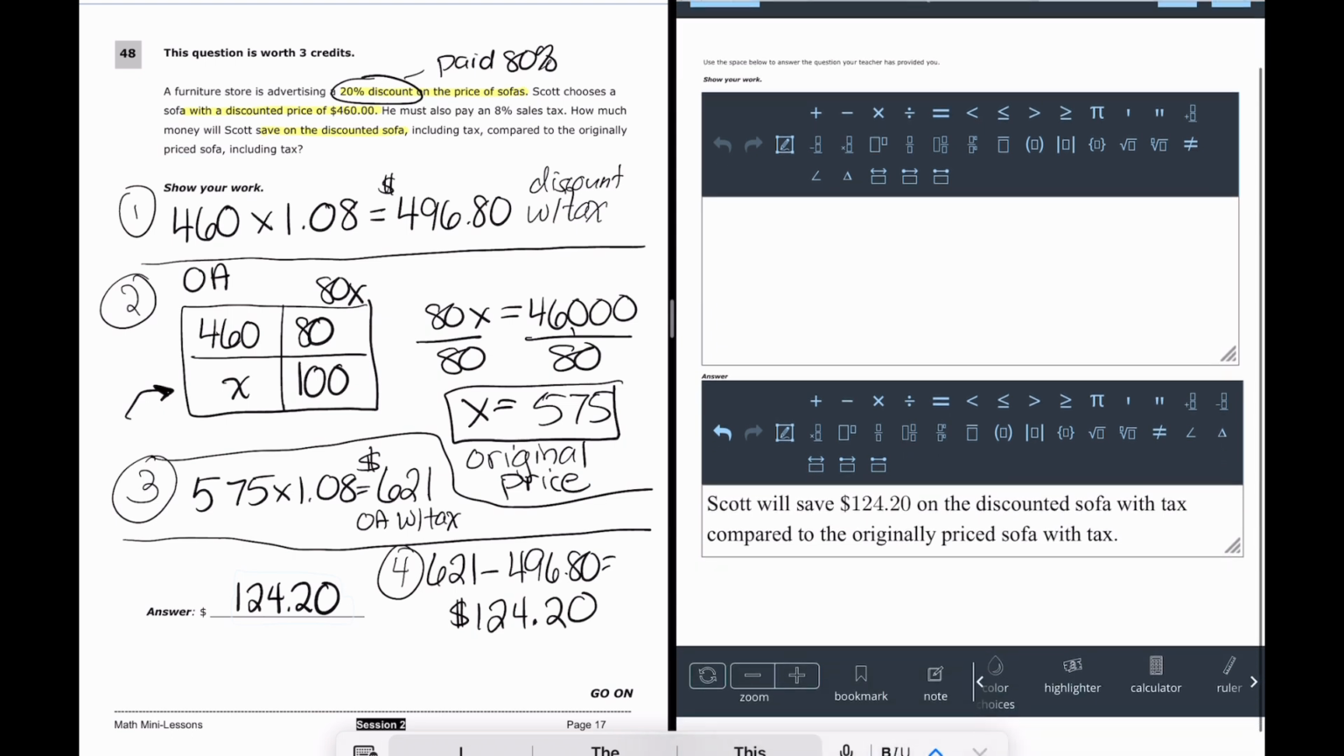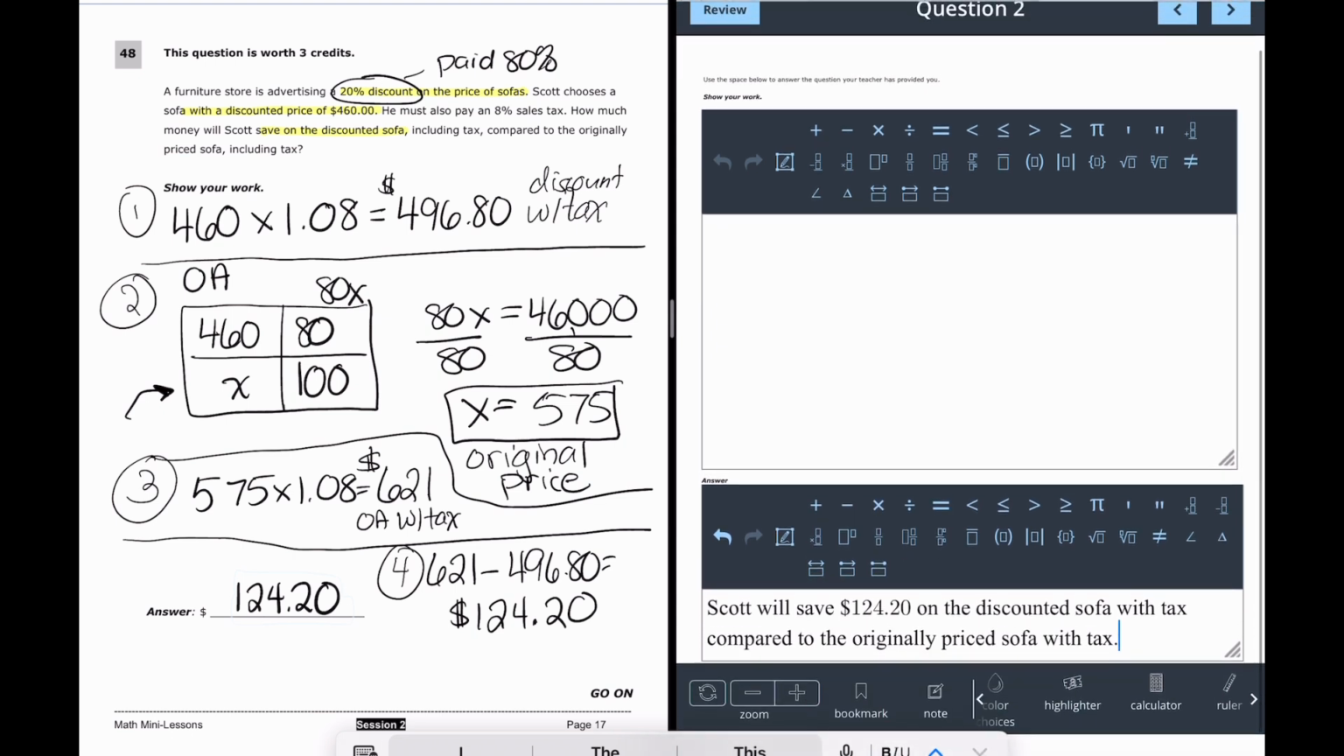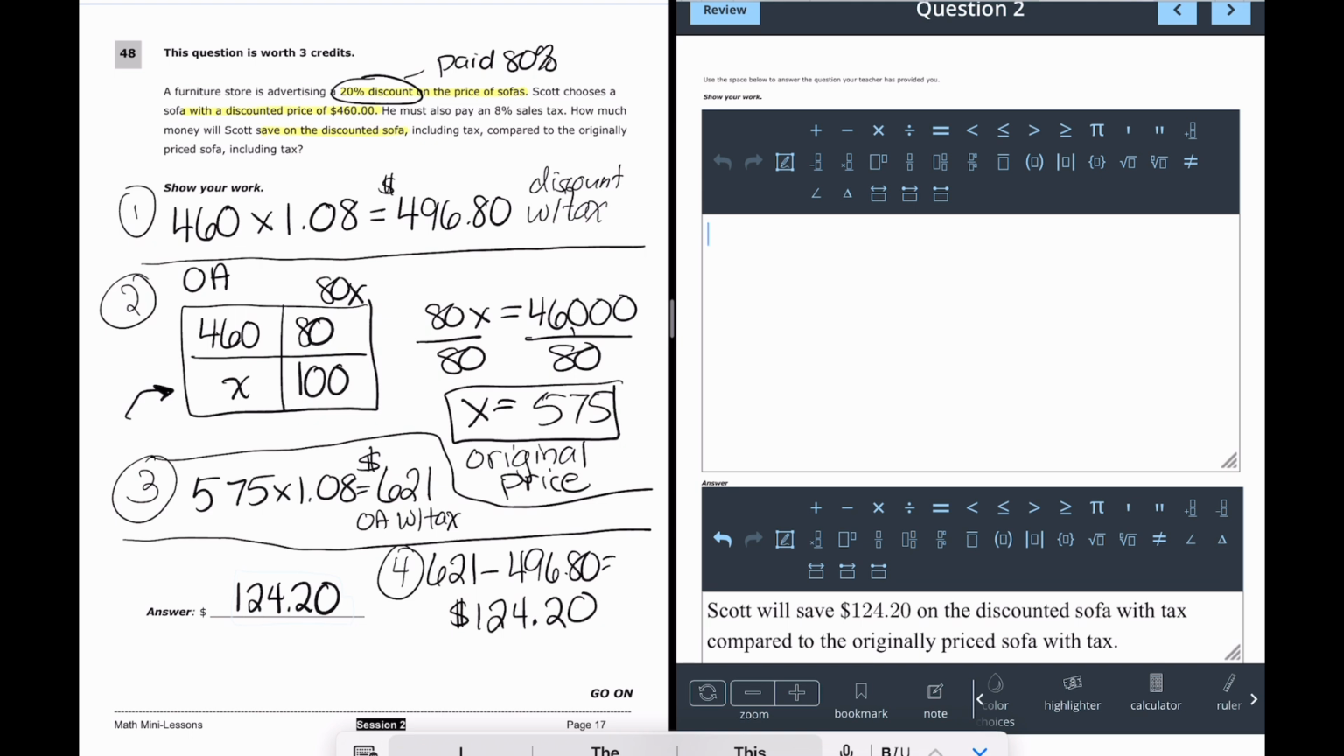Okay, we know we're going to need some space, so let's just give ourselves the space here, and we're going to start because I have to show my work and I have to make it logical. So I'm going to say the first thing I did. First, I found the price of the discounted sofa with tax. I'm just going to tell them what I'm going to do, and just to keep it super organized.